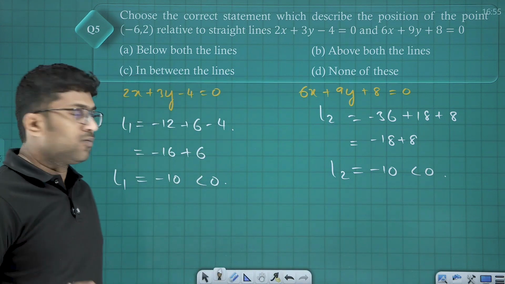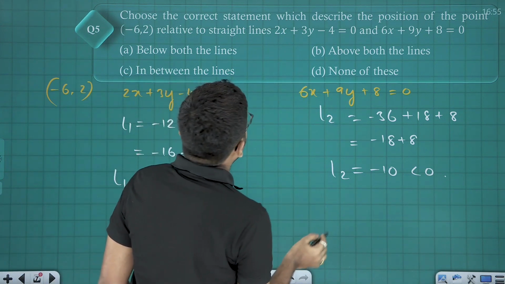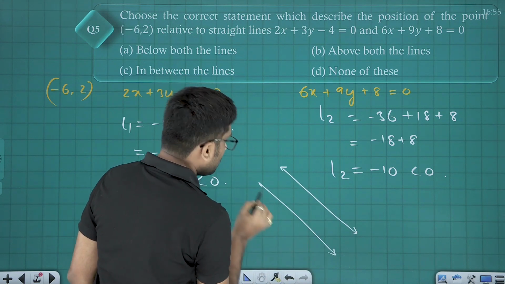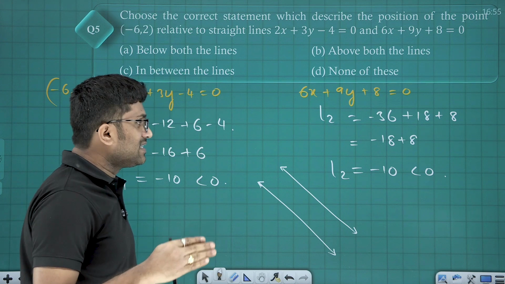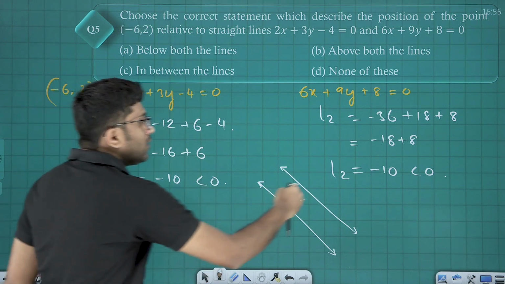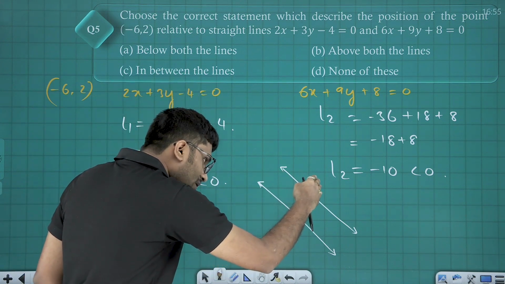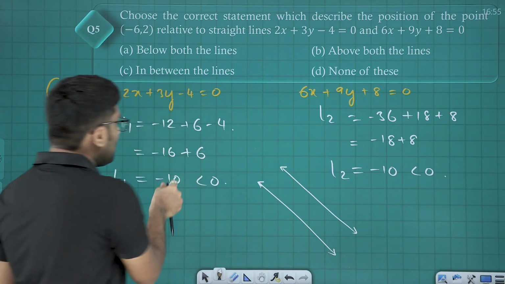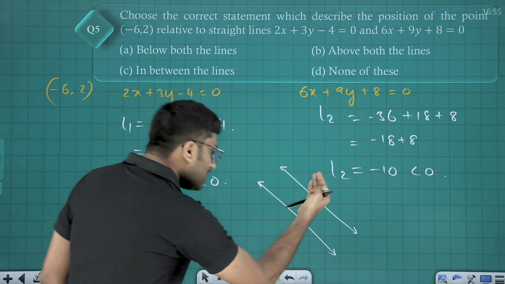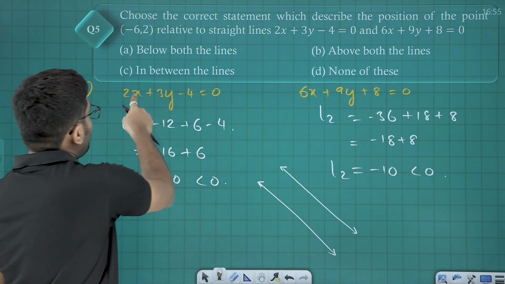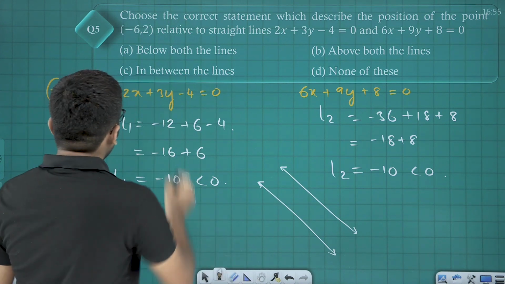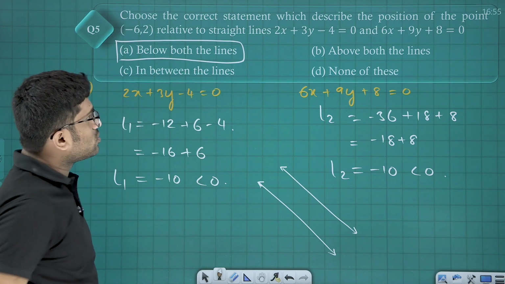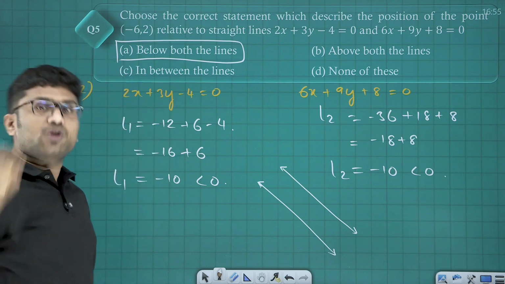So friends, now they are like these two parallel lines, friends. Parallel lines means like this they will be. Okay. So less than 0 means for sure this point will either lie below the lines or above the lines. Now how do we say whether below the lines or above the lines? Less than 0, it lies towards origin side. So that means the point relative to the position of these two straight lines will be lying below both the lines, friends.